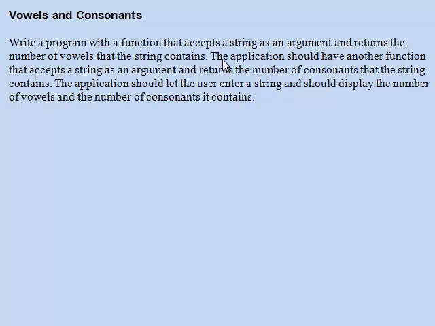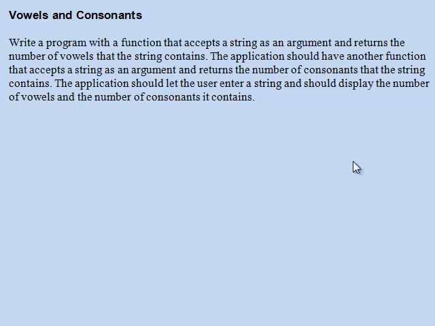Furthermore, we are to have another function that accepts a string as an argument and returns the number of consonants that the string contains. And finally, the application will let the user enter a string, and it will display the number of vowels and the number of consonants that it contains. So the program basically is just going to test these two functions that we're going to write.